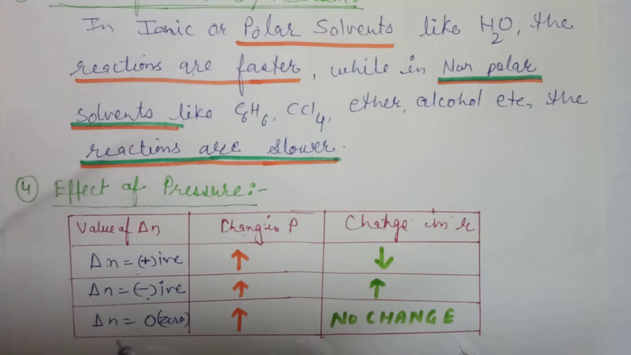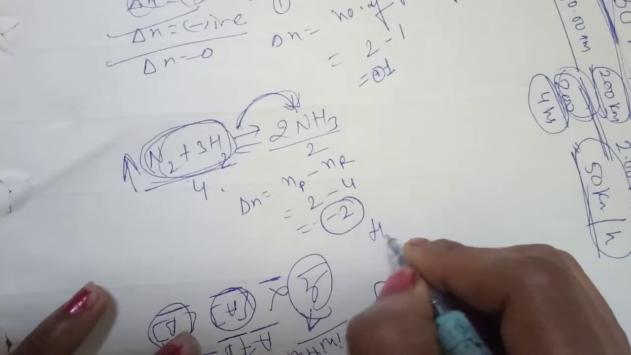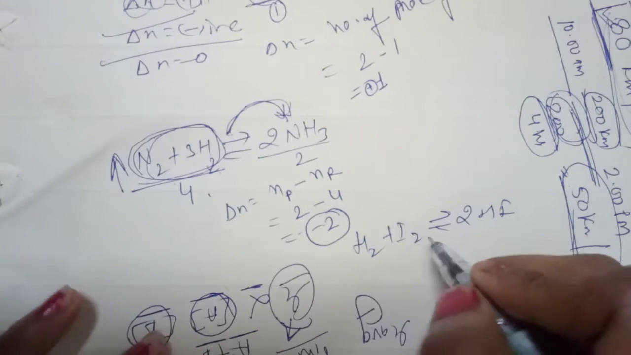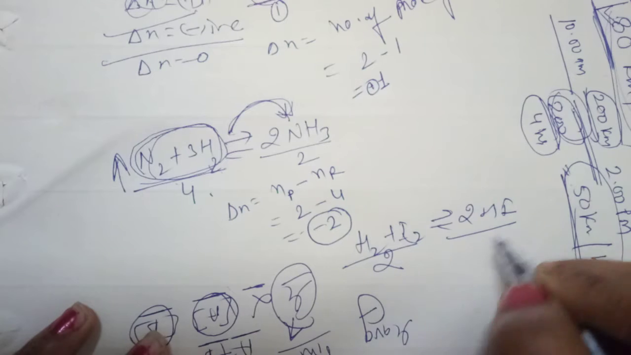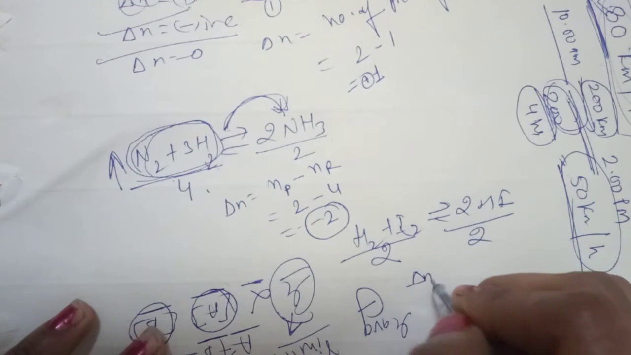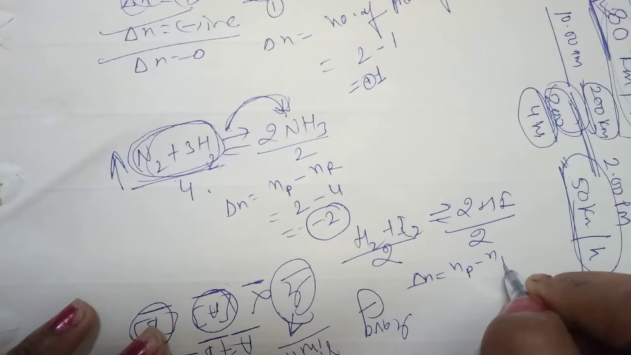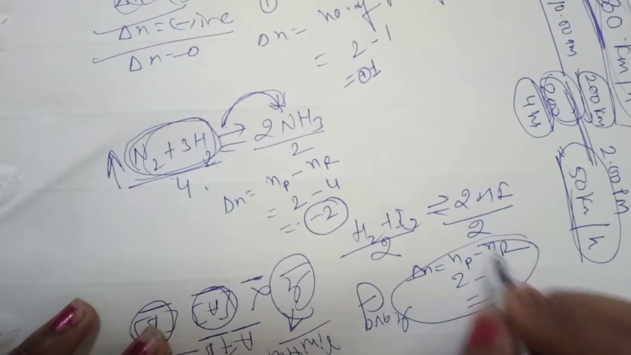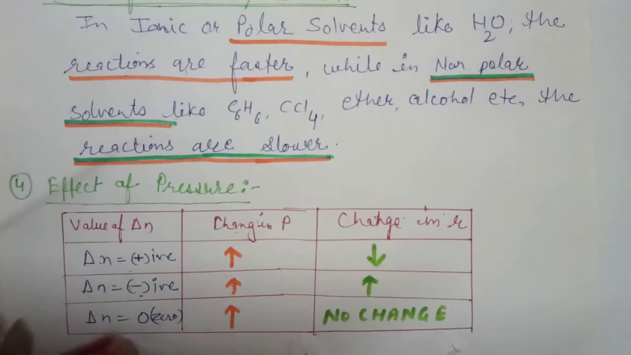But what happens when delta N is equal to 0? Delta N is equal to 0 means, for example, H2 + I2 = 2HI. Here there are 2 moles of reactants and 2 moles of products. So delta N is equal to Np minus Nr, 2 minus 2, equal to 0. There is no change, so there is no effect of pressure. No change in the rate of reaction by increasing or decreasing the pressure. Clear? This is the important factor.